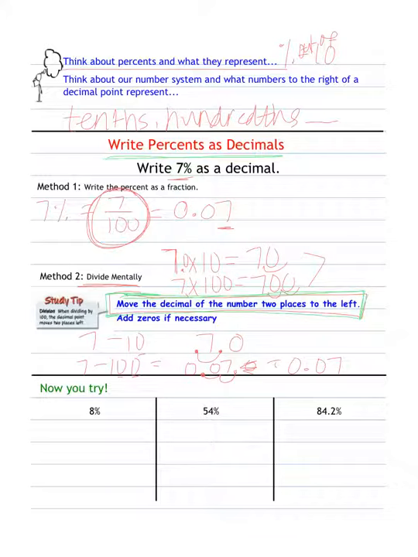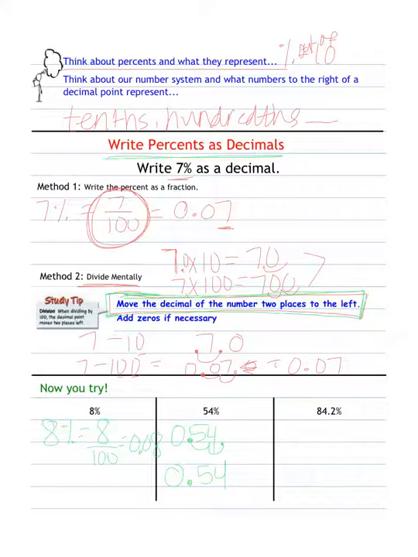So 8% is 8 out of 100, which is 0.08. 54%, I know that if I just move my decimal 2 to the left, it starts here, because if I don't have a decimal, then it's just an invisible one right after the number. 1, 2, and then I have to add my 0 before, so 0.54.